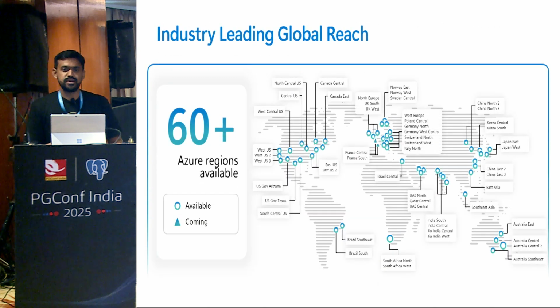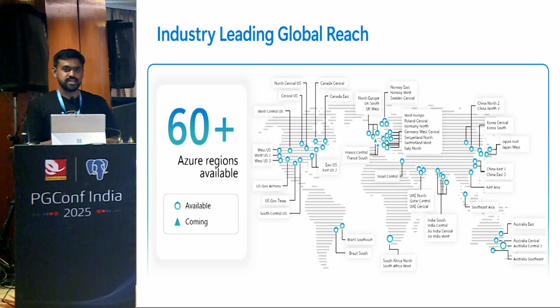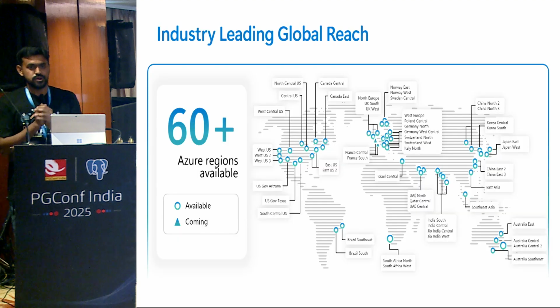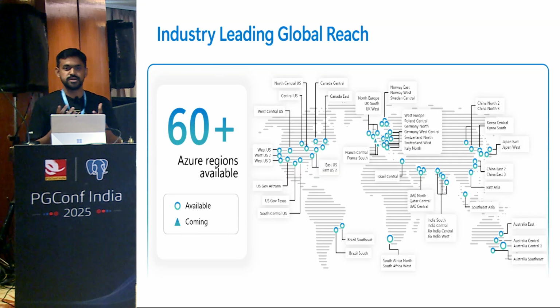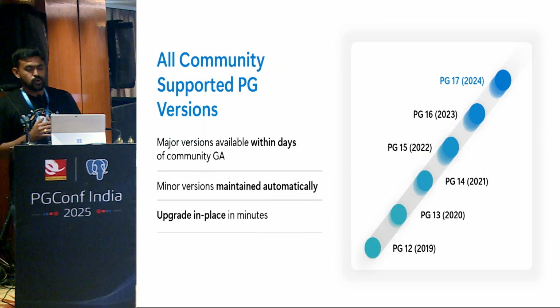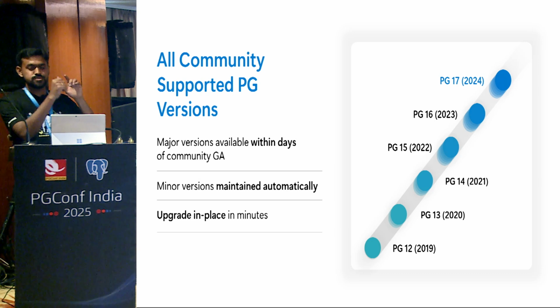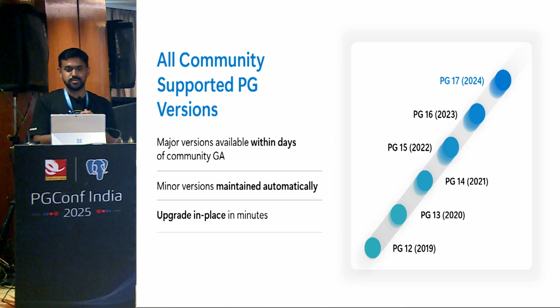All right, so as of today, we have 60 plus Azure regions that support open source products, including Postgres. And there is a constant need to come up with more regions. So in case you want to start with flexible server, we are pretty sure that we'll have a data center to support your data to meet your regulatory and compliance needs. And all major versions released by the Postgres community are made available in flexible server within a few days. And I really wish I had a chart to show what progress we made over the multiple releases.